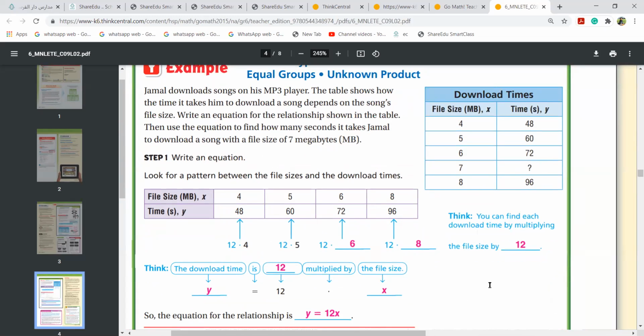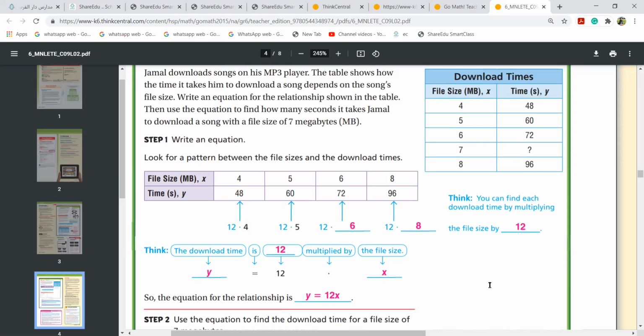Jamal downloads all songs on his MP3 player. The table shows the time it takes him to download the song, which depends on the song's file size. Write an equation for the relationship shown in the table, then use the equation. Okay. They show you the equation. You know that this is 12 times 4. This is 12 times 5. This is 12 times 6. This is 12 times 8.